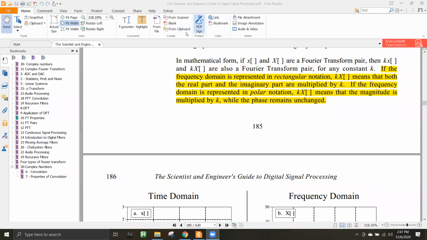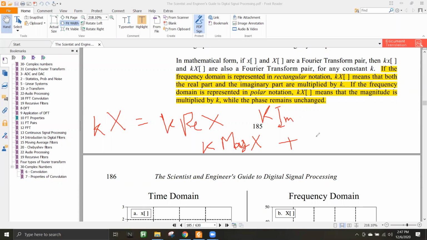So the basic thing is that in the frequency domain, you have capital X. If you're multiplying it with k, what we mean by the homogeneity property is that you're multiplying k with both the real part of X and the imaginary part of X in the rectangular notation. But if you follow the polar notation, you're multiplying k with only the magnitude of X, leaving the phase as it is. So the phase of X would be as it is.